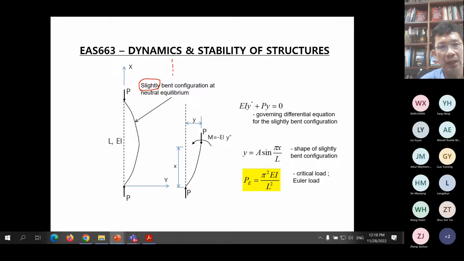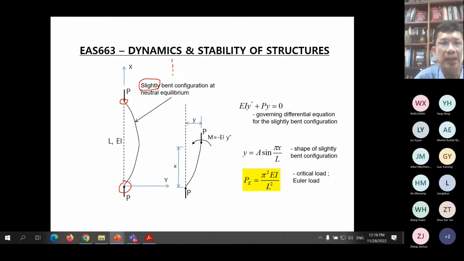you have to start with approximating this curve representing the slightly bent configuration of this column at neutral equilibrium. And this must correctly reflect the boundary conditions here, which is that it cannot translate in the y direction. This is y, this is x, but it can rotate. Same for the top and the bottom end. So this is the first thing that's important when we use the method of neutral equilibrium.